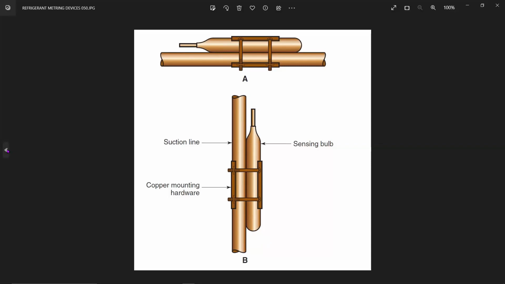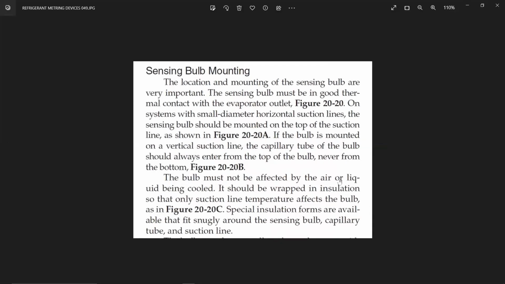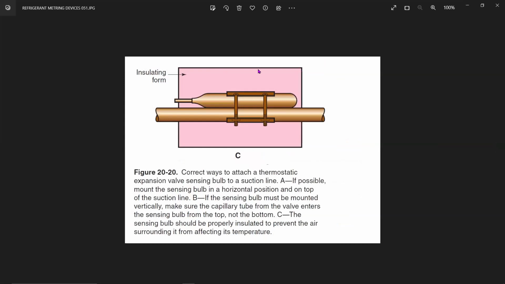Okay. Next thing, the bulb must not be affected by the air or liquid being cooled. Now it should be wrapped in insulation so that only the suction line temperature affects the bulb, not the ambient air or the liquid which is being cooled. Special insulation foams are available that fit snugly around the sensing bulb, capillary tube, and suction line. Around the entire thing, like this. So the ambient air will not have an effect on this. Only the actual suction line temperature, meaning return line temperature, will have the effect. Okay, this is the idea.